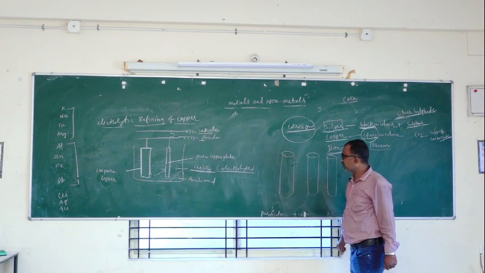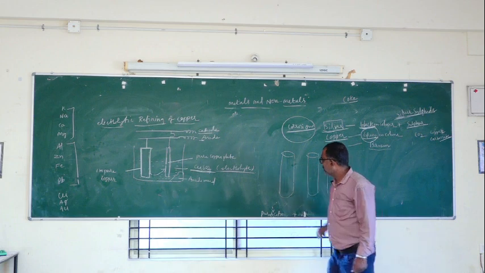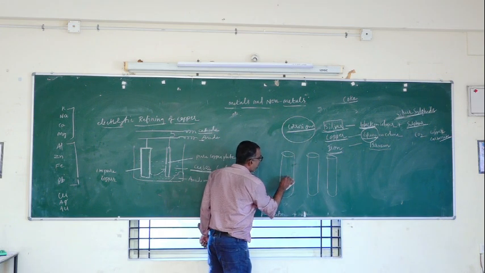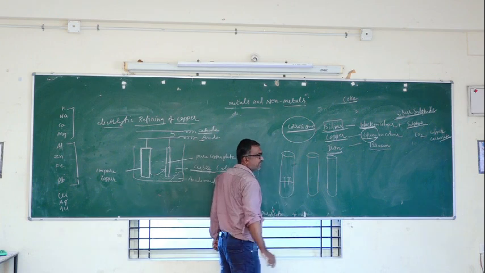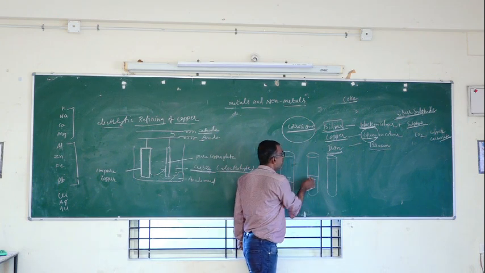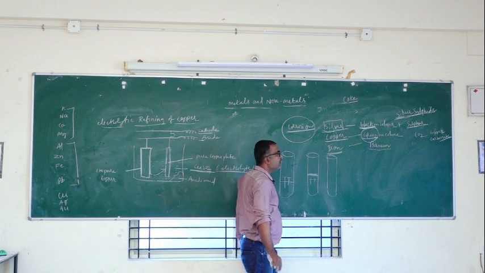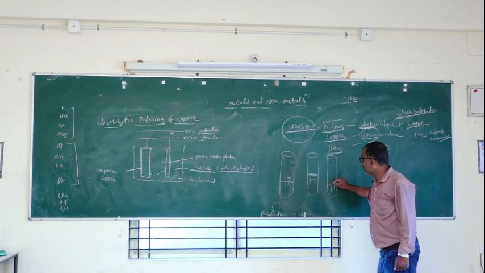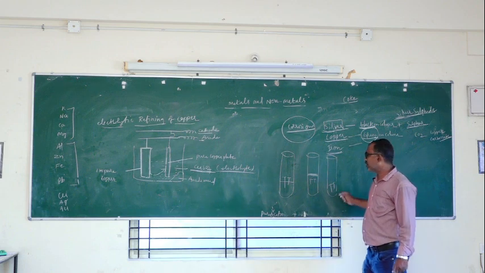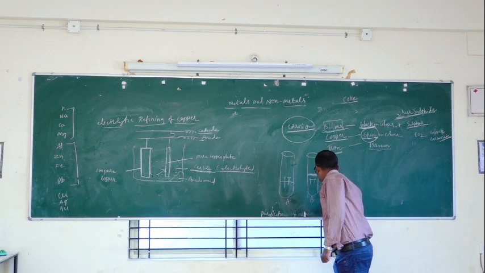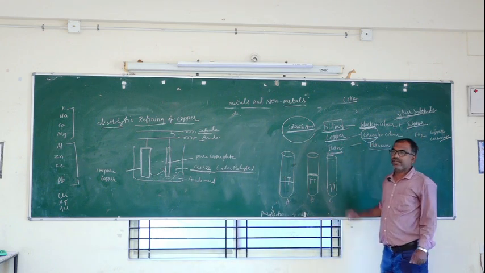So in the 3 test tubes, in the first test tube, they put water and a fully immersed nail. In the second test tube, the water, fully immersed nail with the oil. And here, there is no water, they put only the nail. So out of these 3 test tubes, in which test tube is the nail going to rust?